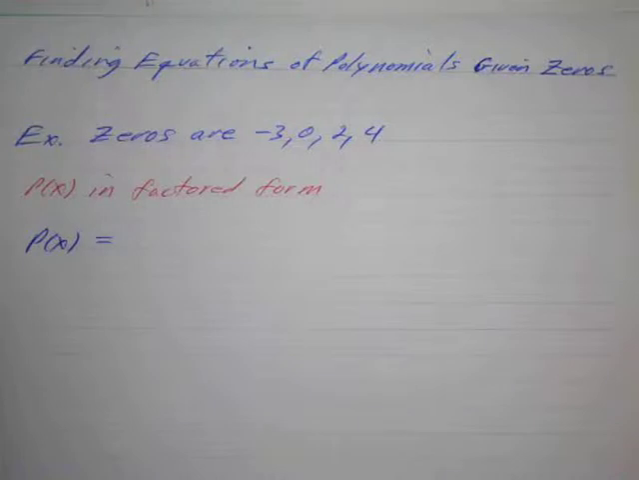Okay, lately we've been doing problems where we are given a polynomial equation and we have to find the roots. Sometimes that's kind of difficult, complicated. Now we're going to be given the roots, or zeros. Zeros and roots are the same thing. We're given the zeros, and we want to find a polynomial equation that has those zeros.